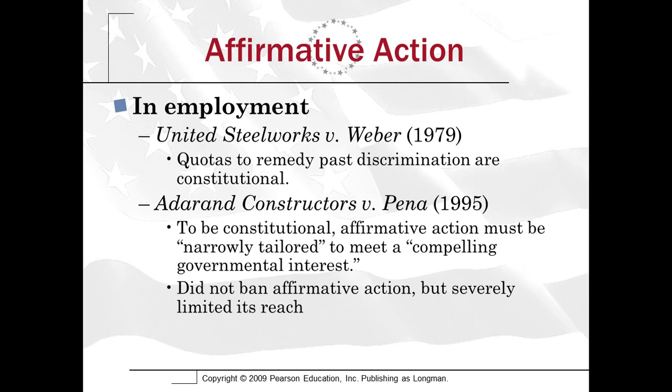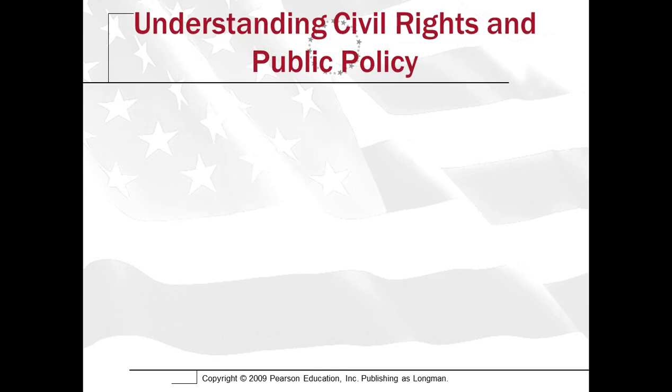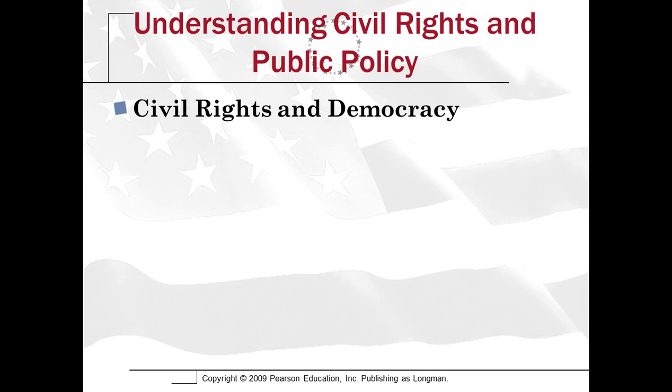In Adarand Constructors v. Pena in 1995, they narrowed what was allowable through affirmative action. It didn't ban affirmative action, but it severely limited the circumstances under which it could be performed, and really did away with most things we consider affirmative action.